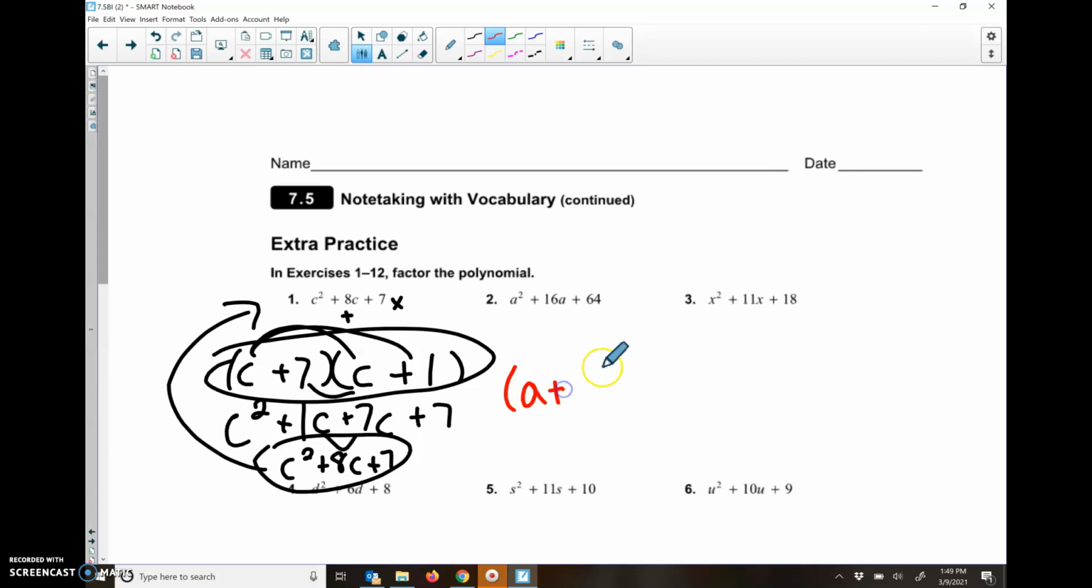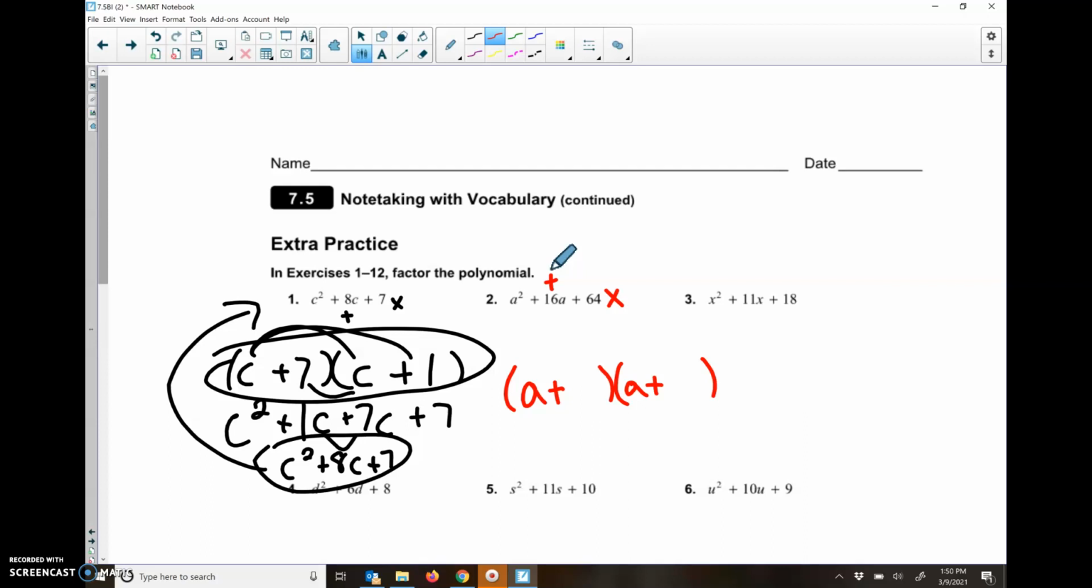So again, I know the only way to do this is a plus and a plus. So a times a will give me a squared, two plus signs because I have two plus signs here. And then same thing, think of two numbers that multiply to 64. When you add them, you get 16. So there's a couple different ways that multiply to 64. I can do like 64 and 1, 32 and 2, 16 and 4.